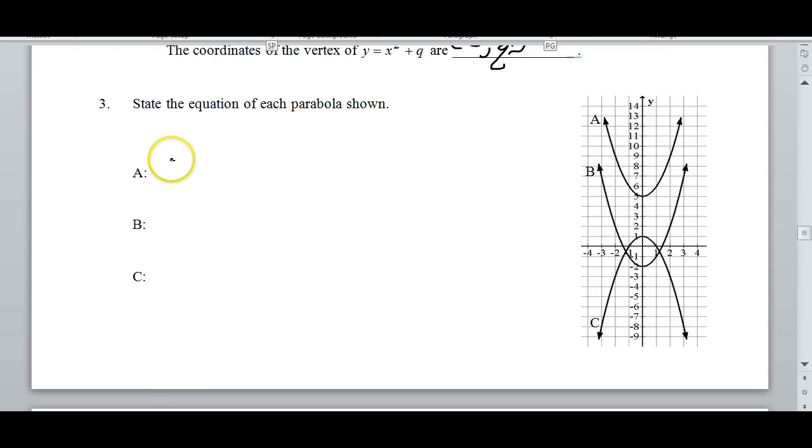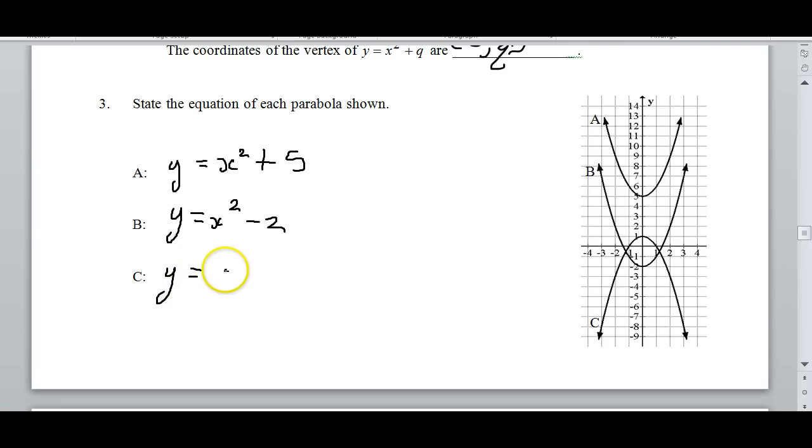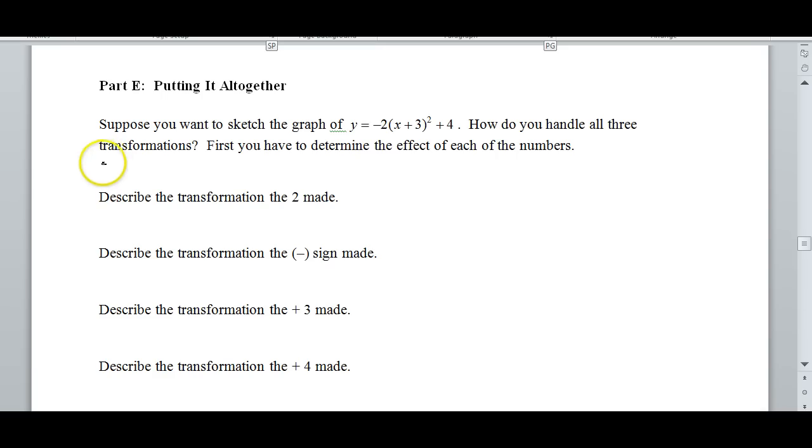Now let's state the equation of each parabola shown. So looking at A, we can see that we have the graph y equals x squared translated 5 units up, so it'll be x squared plus 5. B, we have the graph of y equals x squared translated 2 units down, so x squared minus 2. And C, y equals, well, it's negative x squared because it opens down, and it's translated 1 unit up, so negative x squared plus 1.